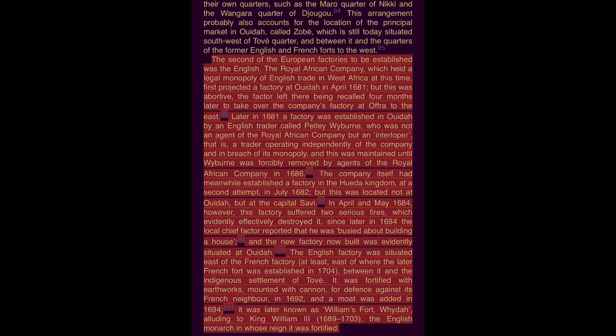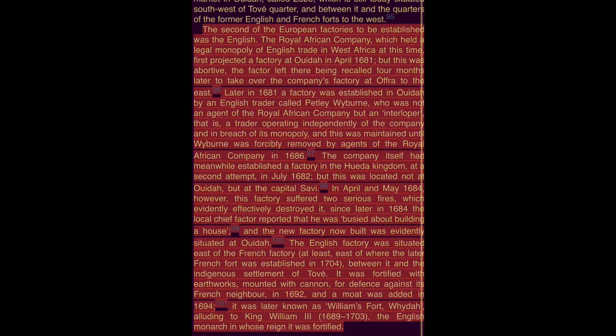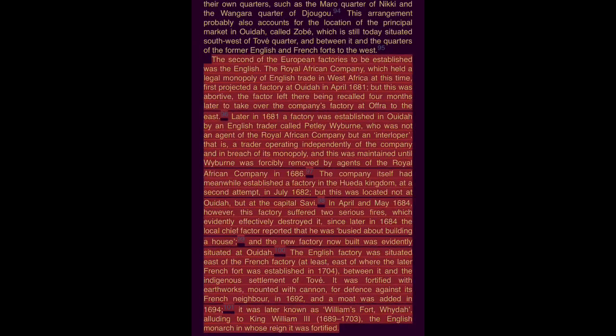who was not an agent of the Royal African Company but an interloper, that is a trader operating independently of the company and in breach of its monopoly. And this was maintained until Wyburn was forcibly removed by the agents of the Royal African Company. So, in essence, the name of this company or fort, as you can see at the bottom here, was later known as William Fort Whydah, alluding to King William III, 1689-1703. So now you see why that name Whydah comes, and we keep on moving.